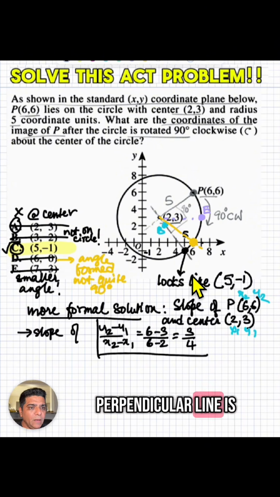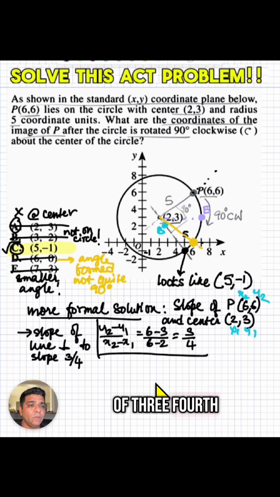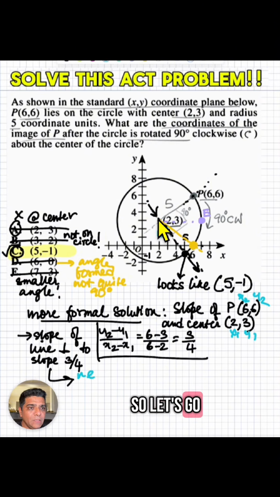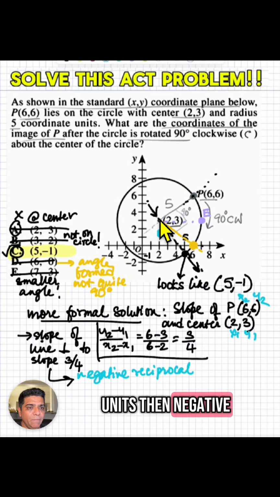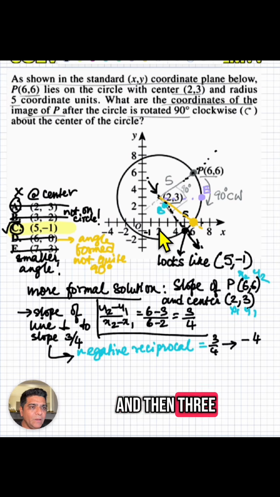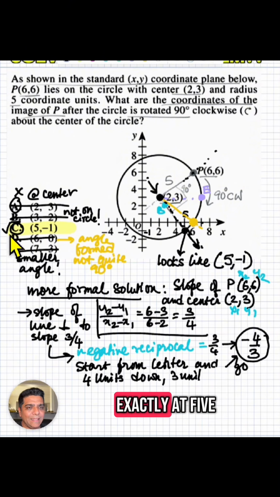Now remember, the perpendicular line is going to be the negative reciprocal. So when we do the negative reciprocal of 3/4, you get negative 4/3. So that is the slope of this perpendicular line. Okay, so we know the center already, (2, 3). So let's go 4 units down. So 4 units down from here is going to take us to -1, and then 3 units this way is going to take us to 5. So we've literally gone 4 units down, negative, because the slope is negative 4/3, and we moved 3 units to the right. That brings us exactly to (5, -1).